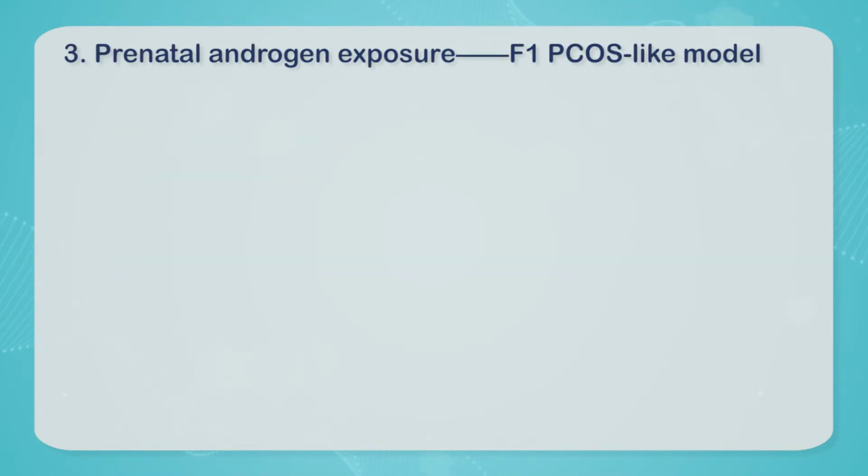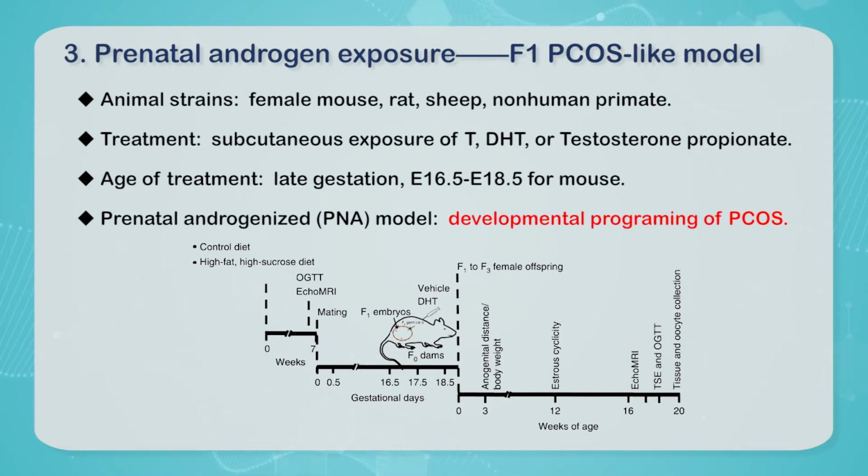Next, we'll introduce the prenatal androgen-exposed model, generating PCOS-like first-generation offspring, which is often constructed by delayed delivery of DHT to pregnant mice at embryonic day 16.5 to 18.5. This prenatal androgenized model demonstrates the developmental programming of polycystic ovary syndrome.